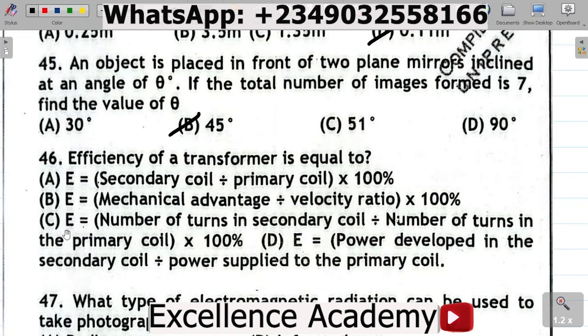C says efficiency is equal to number of turns in secondary coil divided by number of turns in the primary coil times 100%, which is still not it. Then D says efficiency is equal to power developed in the secondary coil divided by power developed in the primary coil. So you have this. Now this is true, but you're lacking the times 100%. So this, of course, times 100%. So for this question, the correct option is D. All right, so D is the correct answer.